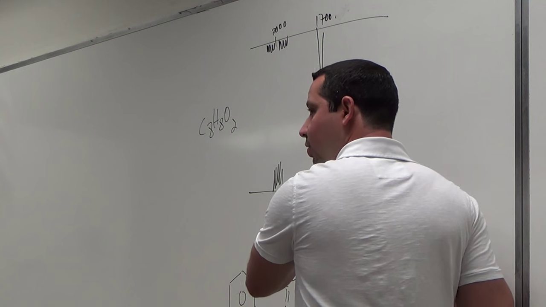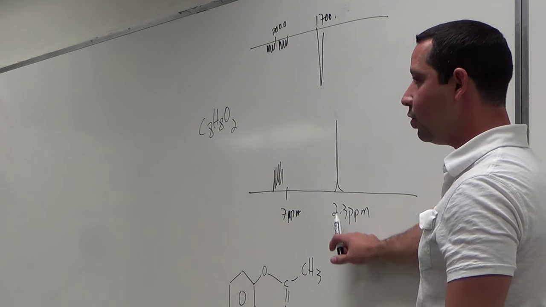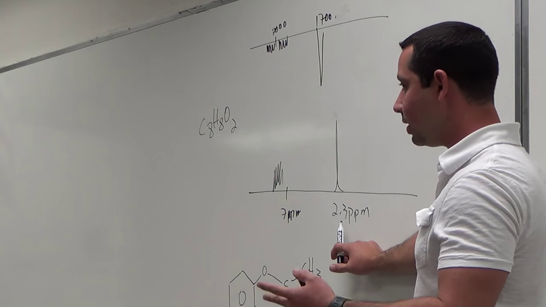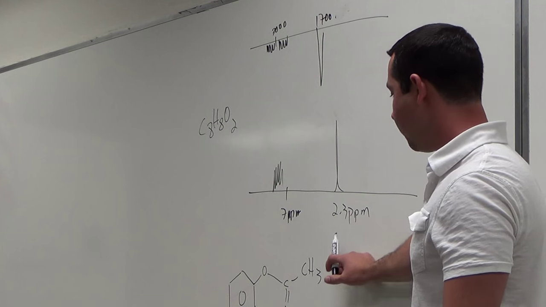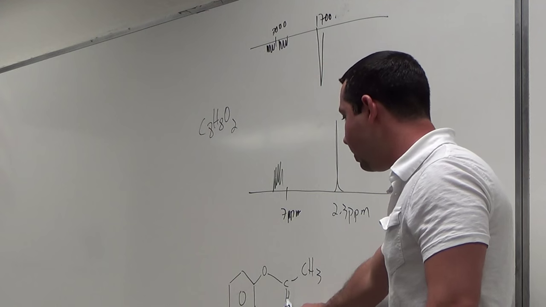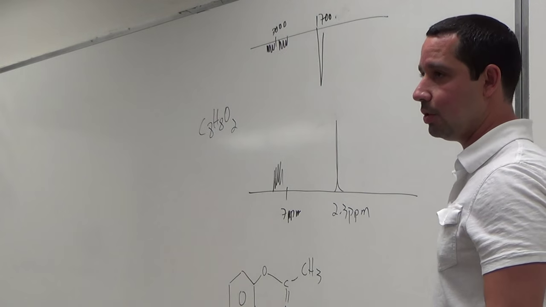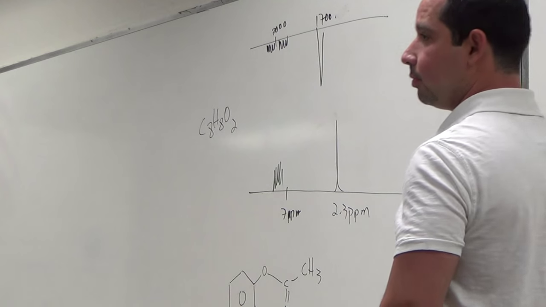Because this CH3 here is at 2 ppm, meaning it's not next to the oxygen. So it is next to a carbon double bonded to an oxygen. Let's get that.